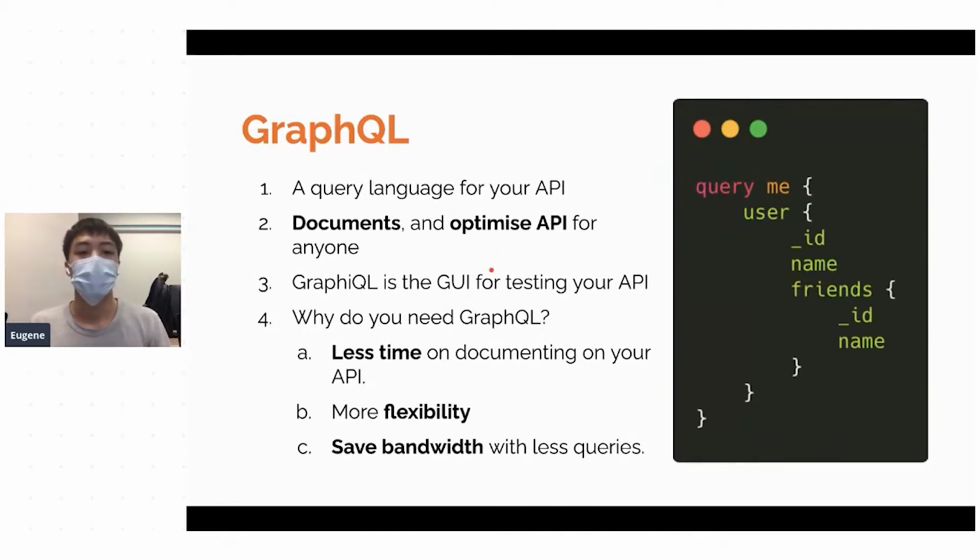And why do you need GraphQL? I think it will reduce the time spent documenting your own API and give the front-end developer more flexibility to design which variables they want. Right? In the end, you can save bandwidth with fewer queries. You can also concatenate different queries together into a single bigger query.